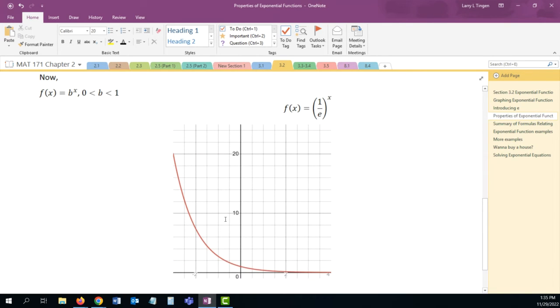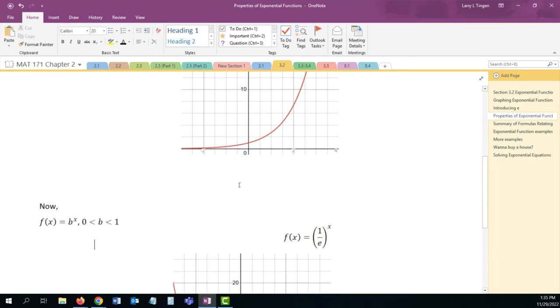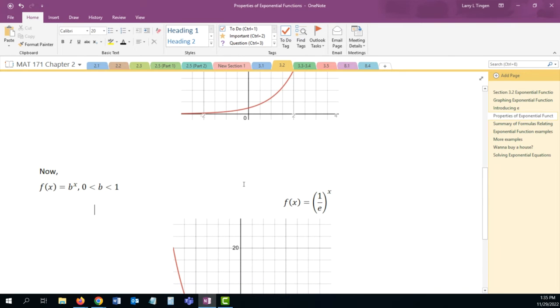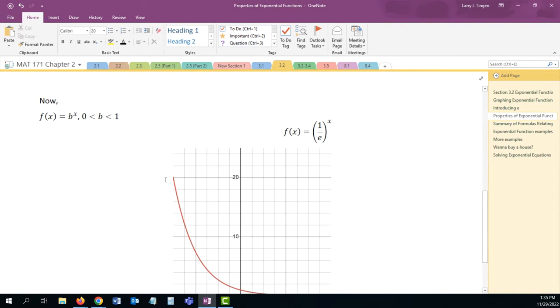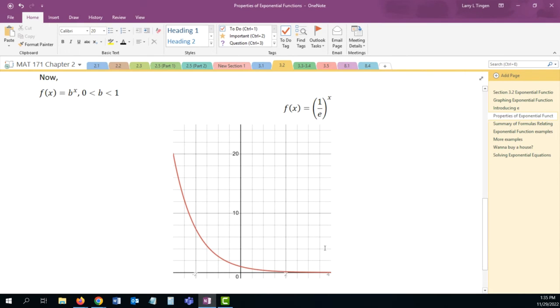Well, it flipped, right? It kind of looks like it sat up or laid down, just kind of flopped over. What did it actually do? It has transformed, or it's flipped across the y-axis. Because now as x goes off toward negative infinity, the function's going off to positive infinity. And as x goes off to positive infinity, my function is diving for 0.